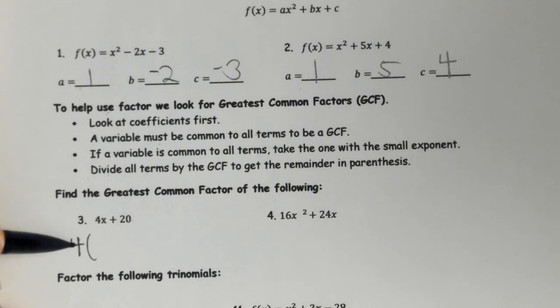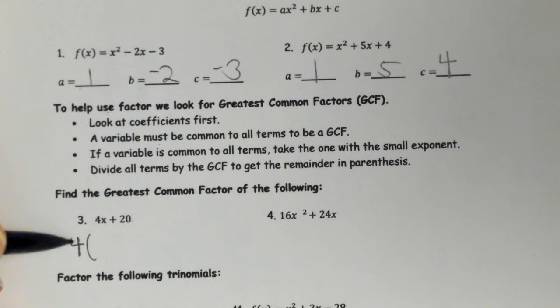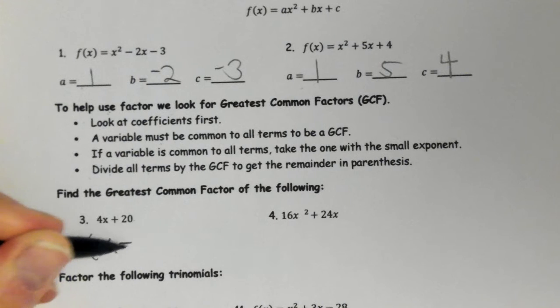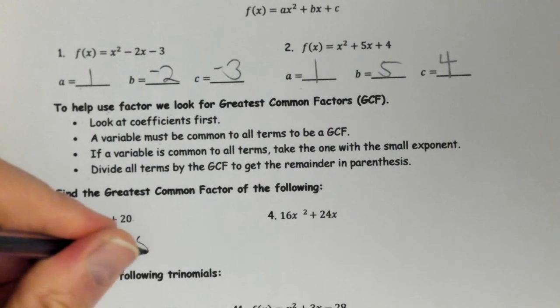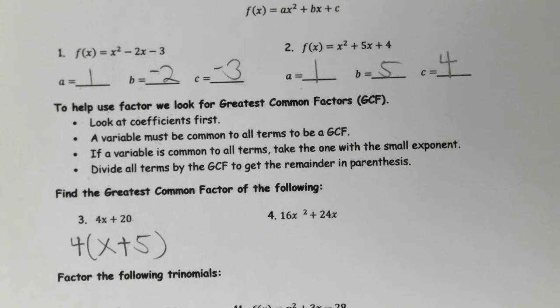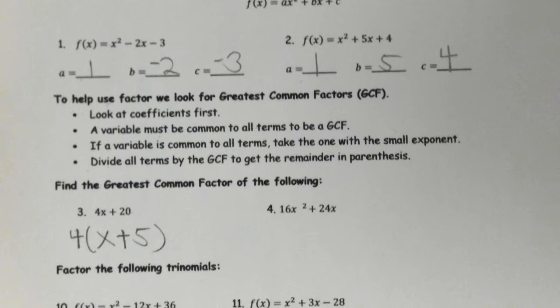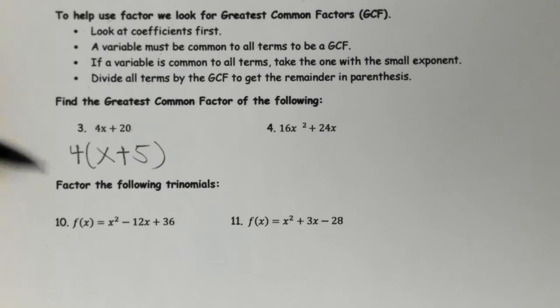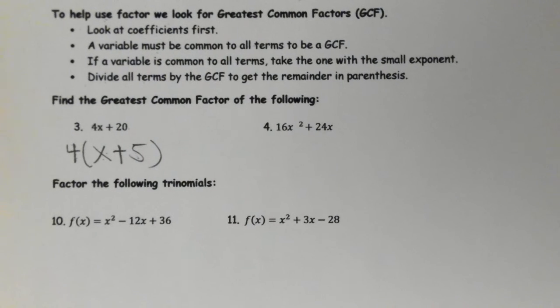So now I'm going to divide the greatest common factor into these two and see what we have left. 4x divided by 4 is just x, plus is my sign. 20 divided by 4 is going to be 5. So now we have factored the expression. I pulled a 4 out of here, and here's what we're left with. And like I say, you can always multiply this back out to double check that you've done it correctly. 4 times x, 4x. 4 times 5 is 20.